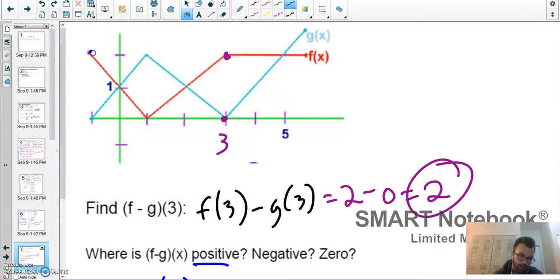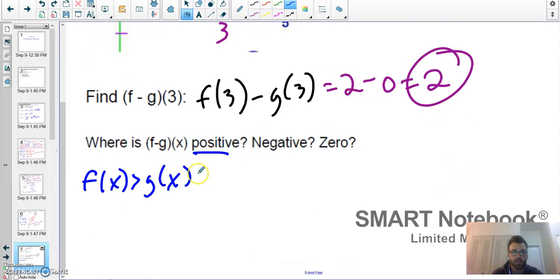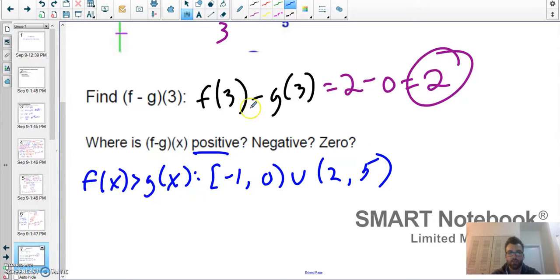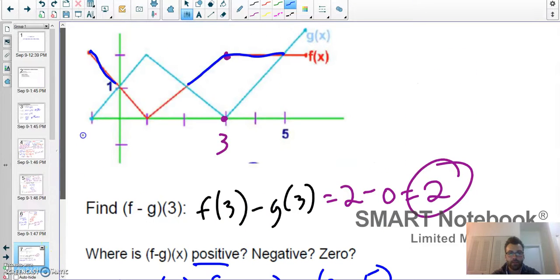So right here and to there. Okay? So where is it positive? Let's talk through it. From, including, negative 1 to 0. Don't include 0. Pick it back up from 2 to 5. And don't include 5. Alright?